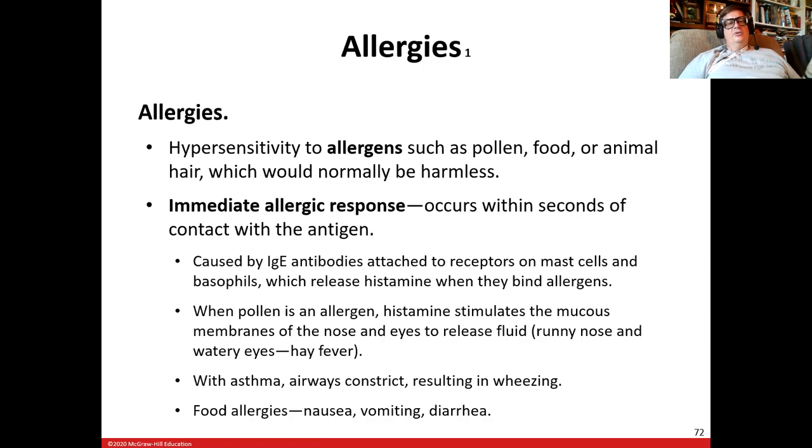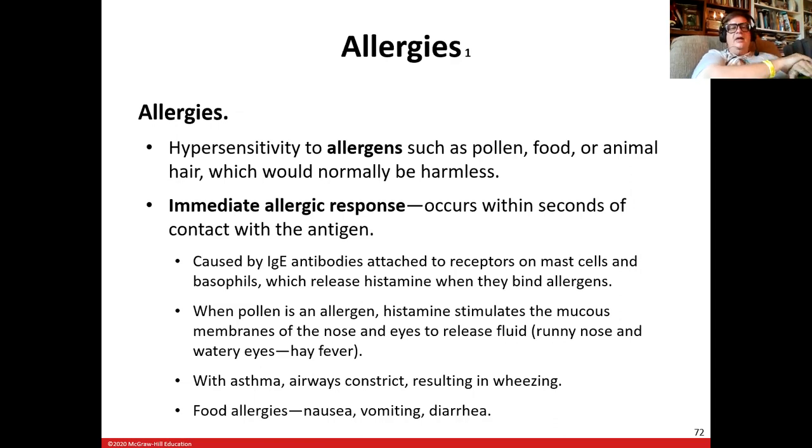And so allergies are when you're super sensitive to something that normally is harmless. I'm talking about things like pollen, food, animal hair. And you get an immediate response within seconds of being in contact with the antigen. Some of these are irritating, like pet hair. Some of them will kill you dead. I'm talking about stuff like a peanut allergy.